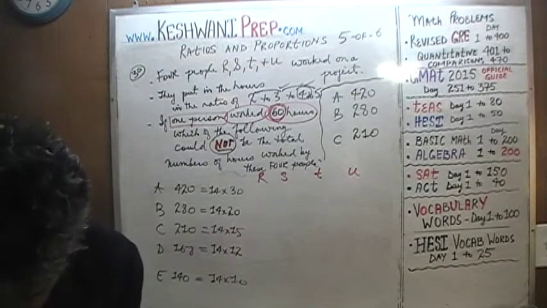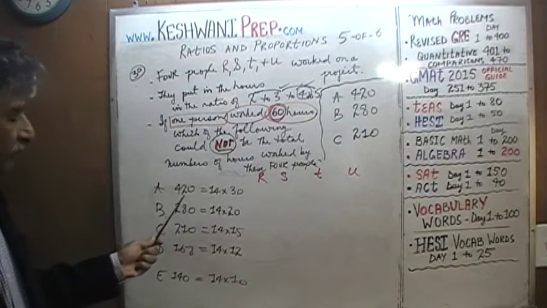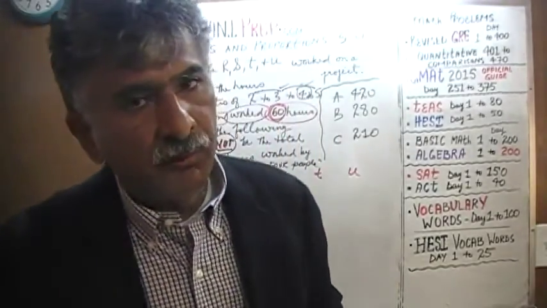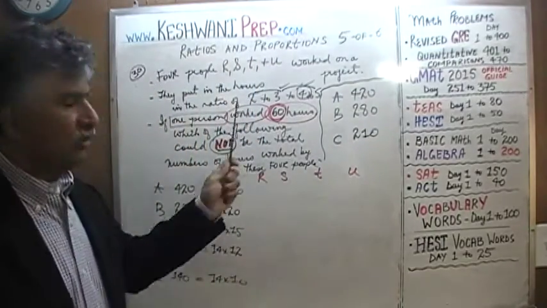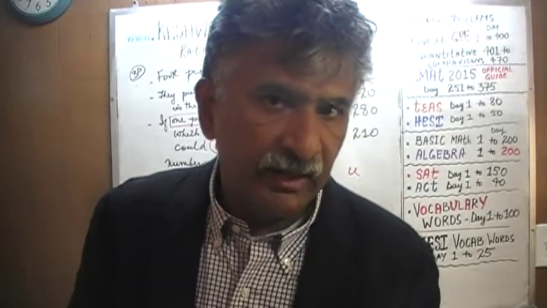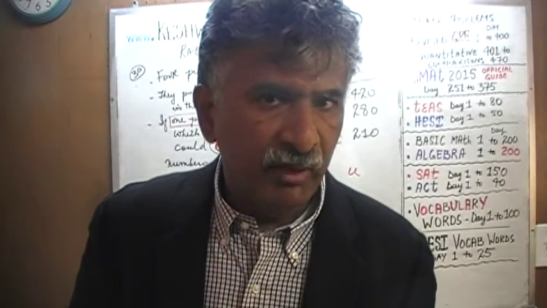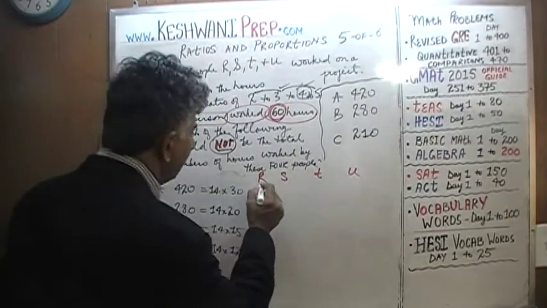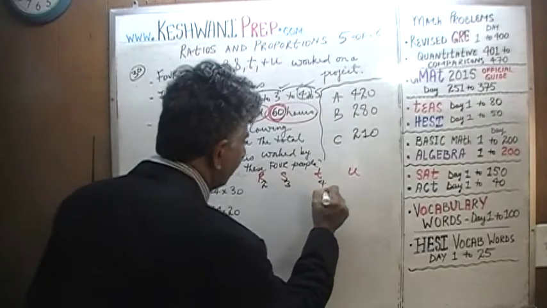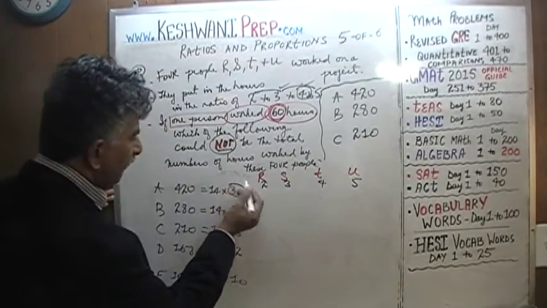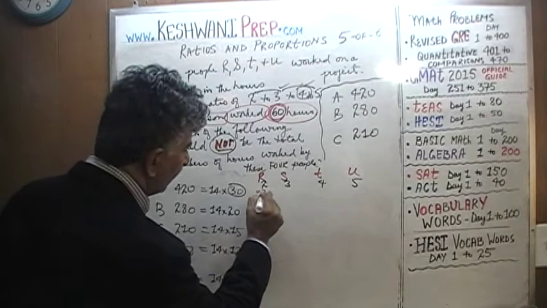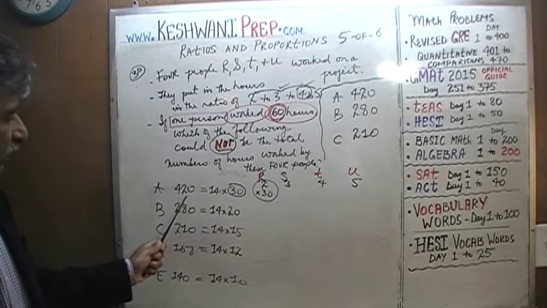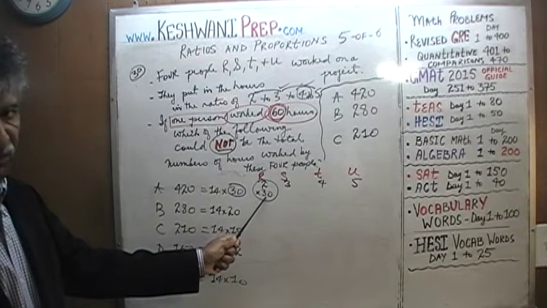Let's begin, shall we? Is it possible for them to have worked 420 hours, given the fact that they worked in the ratio of 2 to 3 to 4 to 5, and one person to have worked 60 hours? It's times 30, and the ratio has to be 2 to 3 to 4 to 5. Well, that's very simple. We want 60, it is just 2 times 30. In answer choice A, it is possible. In that scenario, it is Mr. R who has worked 60 hours.